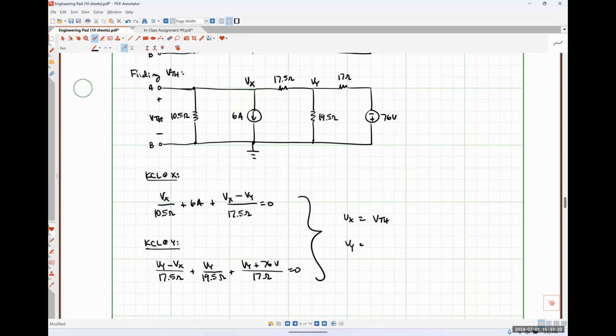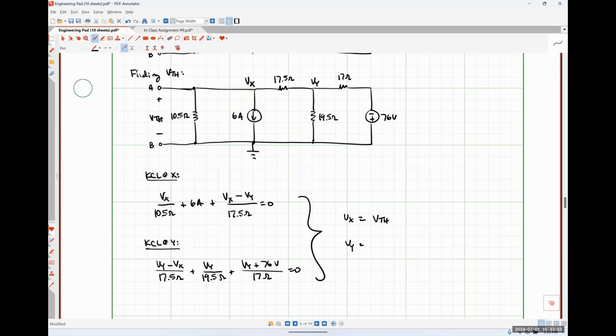Does that seem like a reasonable solution path, Austin? Yes, sir. Okay. So for the Thevenin resistance, it would be a similar thing. We would just turn off the sources and all of that kind of stuff. So to me, that would look like 10.5 in parallel with 17.5 in series with 17 in parallel with 19.5. Just simple resistance combination.